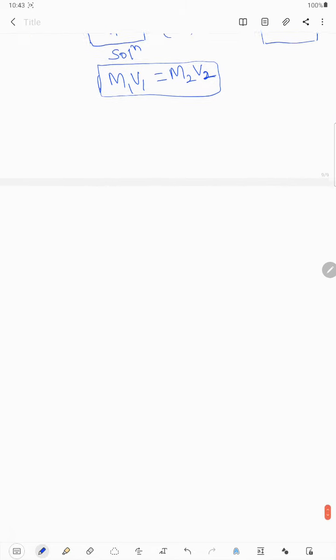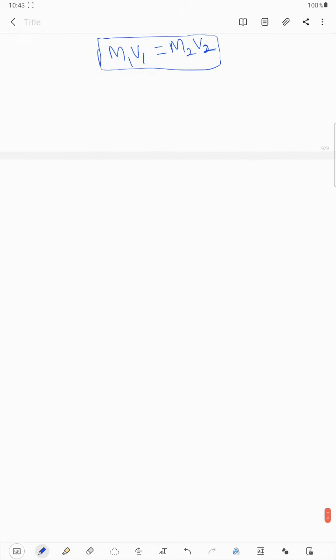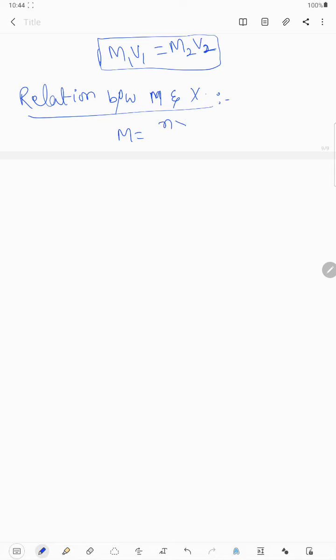Next one, relation between molarity and mole fraction. Okay, let's see here. Molarity formula is what? Molarity is equal to number of moles of solute divided by volume in ml, in numerator, into 1000. This is the formula for molarity.